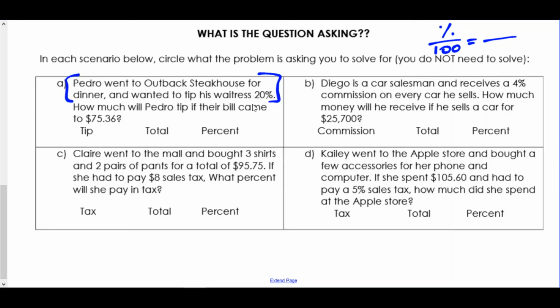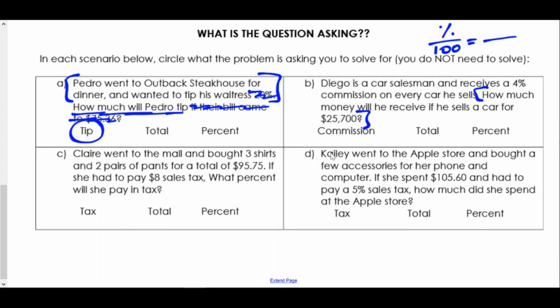I'm not saying I want to ignore that, but when I'm looking for what the question is looking for, how much will Pedro tip? That is the only thing I really need. It doesn't matter any of these numbers. The 20% actually doesn't really matter. I mean, if we were to find a number, it would need to matter. But how much will he tip? We're not looking for a total. We're not looking for a percent. We're just looking for the amount he will tip.